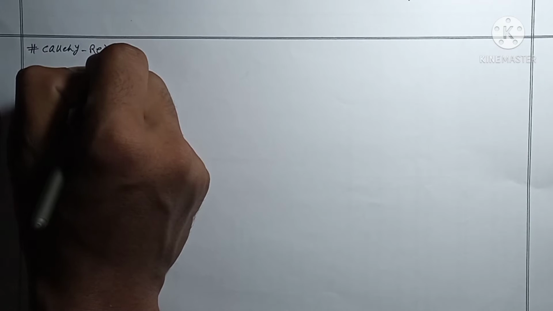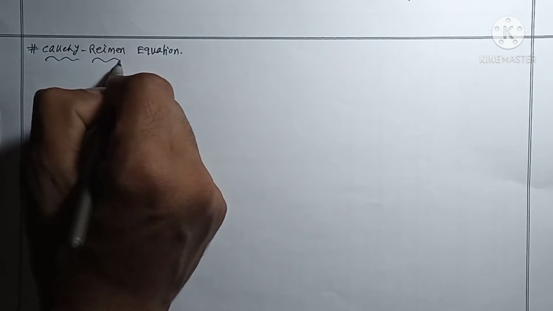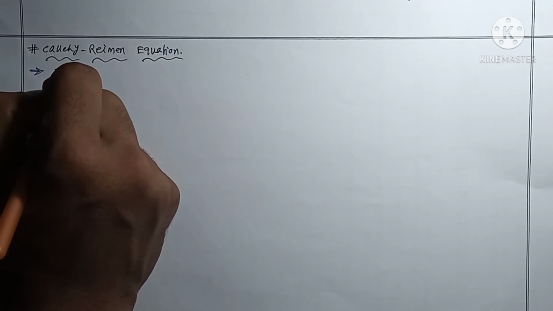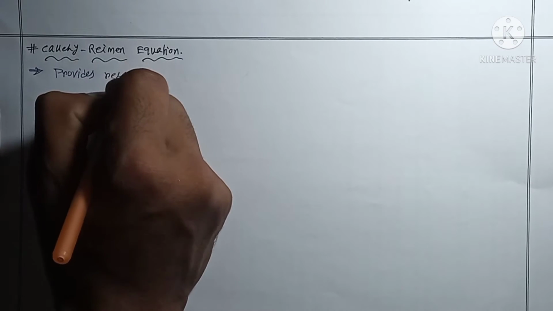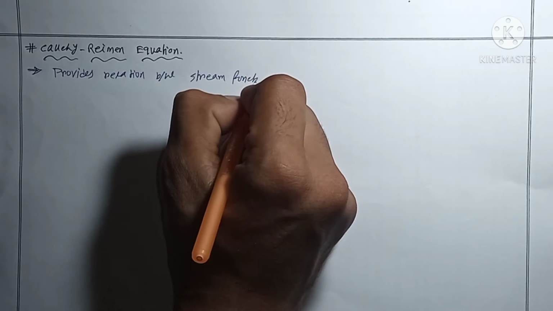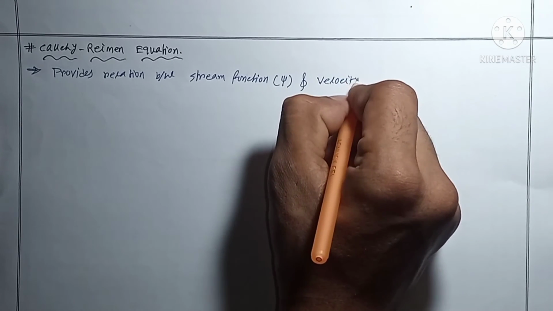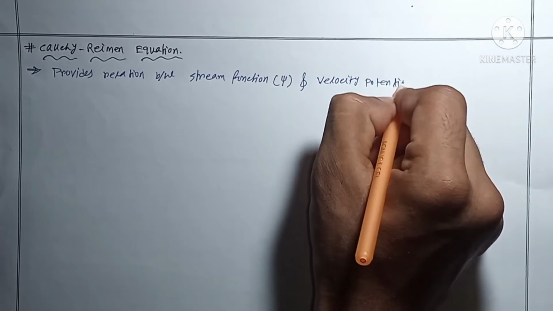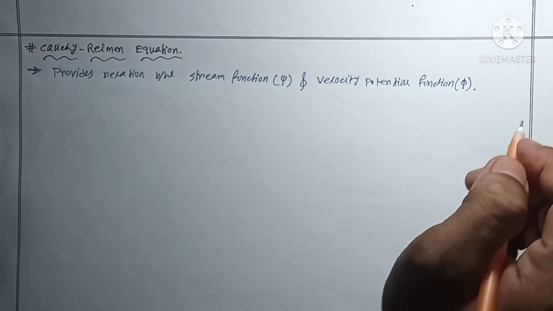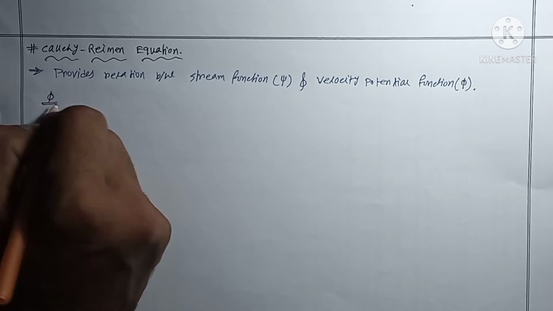First thing is that this Cauchy-Riemann equation provides us the relation between the stream function, which is represented by psi, and the velocity potential function, which is represented by phi. Am I right?